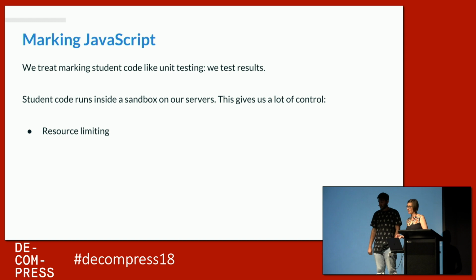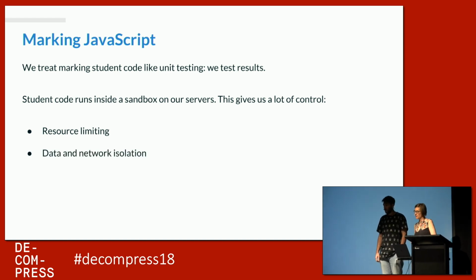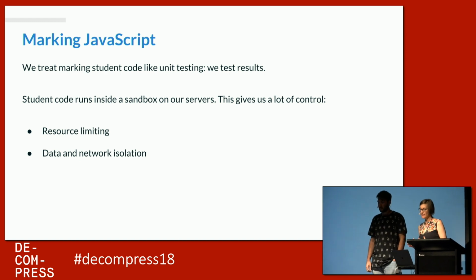We do this inside a sandbox for a bunch of reasons. It gives us a lot of control. But one of the things we have to watch out for is keeping an eye on the resources inside the marker. If the student, and let's face it, they do often write really bad, inefficient code, has an infinite loop or is going to make the CPU go mad, we want to make sure that they have those resources limited. We also make sure that they have isolated data and that they can't access things on the network that they're not supposed to get into.